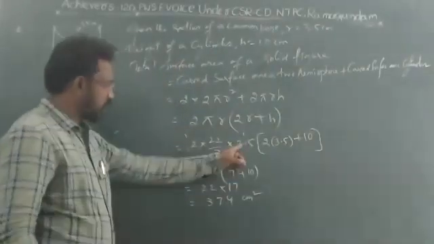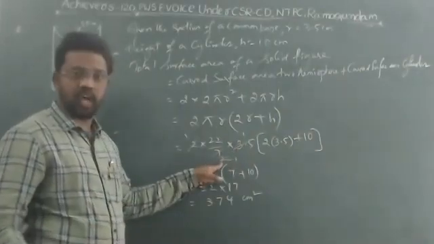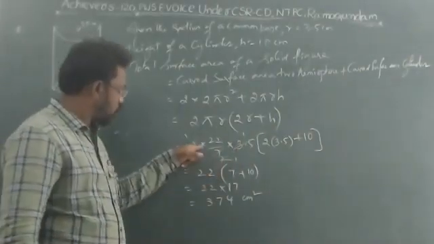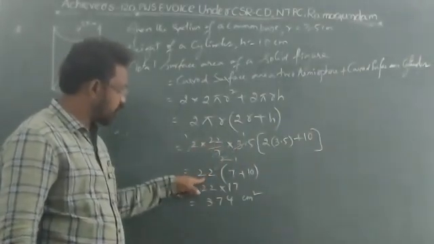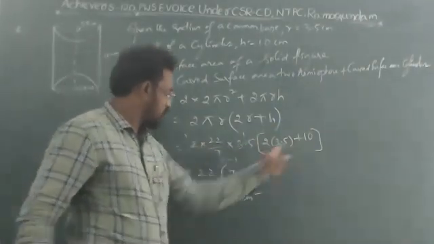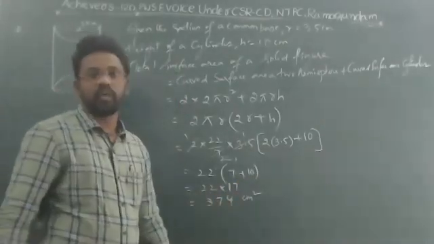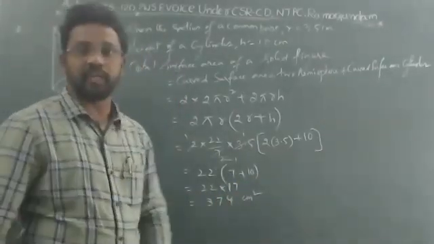So 3.5 ones are, 3.5 twos are, and 2 get cancelled, remaining is left 22. 2 into 3.5 is 7, plus 10. 7 plus 10 is 17. 17 into 22, 374 centimeters square.